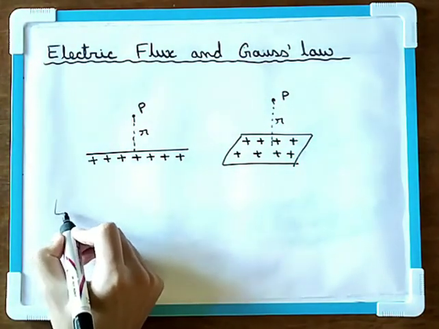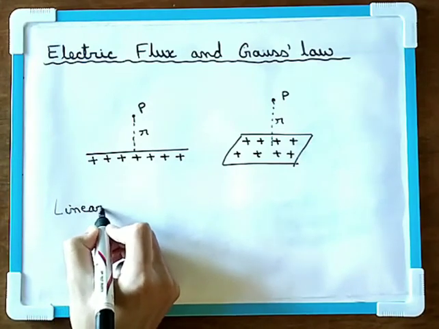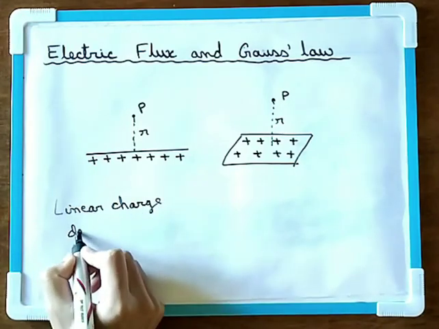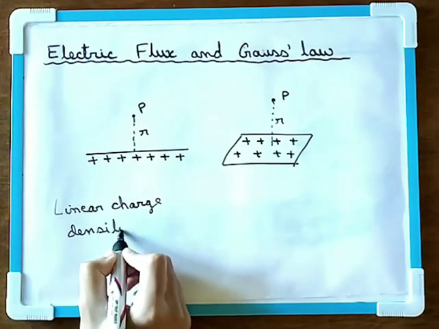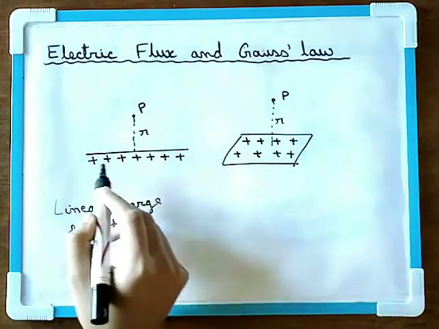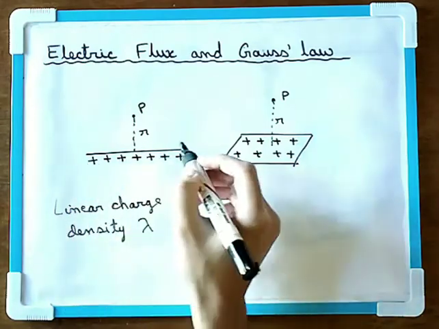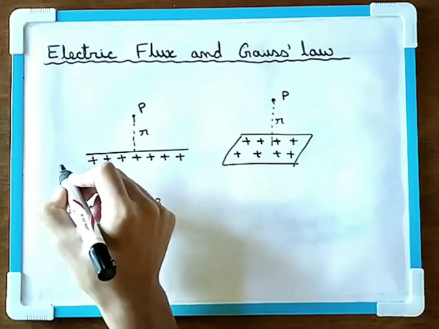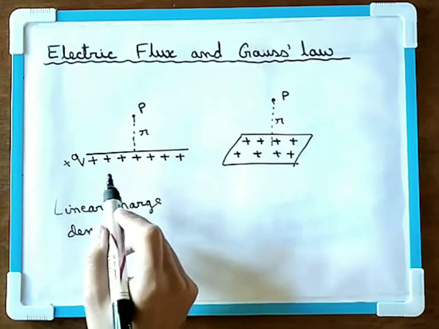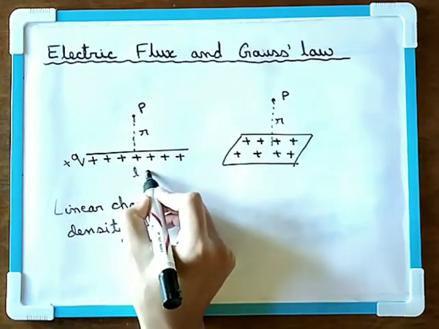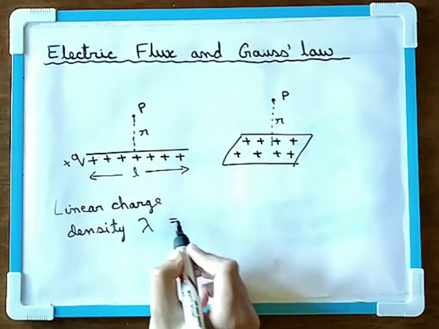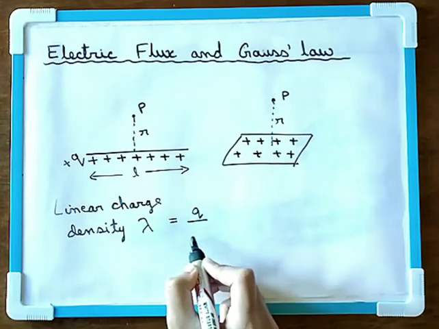lambda. So here we have linear charge density. This is denoted by lambda. Right, so suppose you have here Q is a charge distributed along this wire. So we have plus Q. This is the total charge on this wire, and say the length of this wire is L. Then this lambda is defined as the charge per unit length.